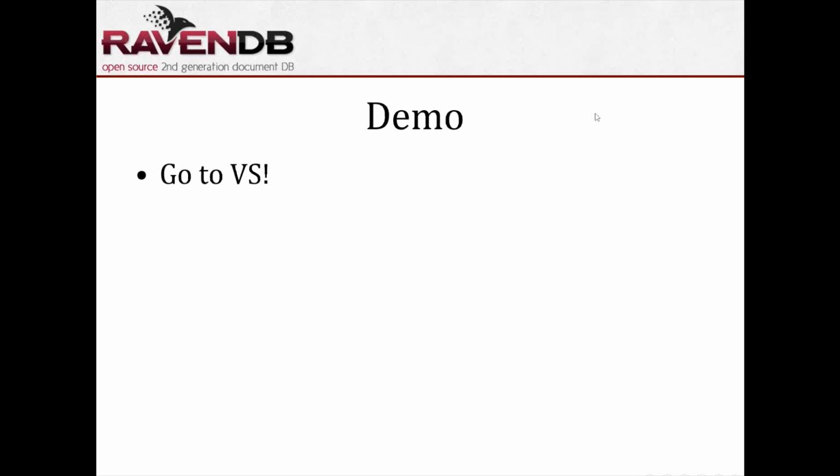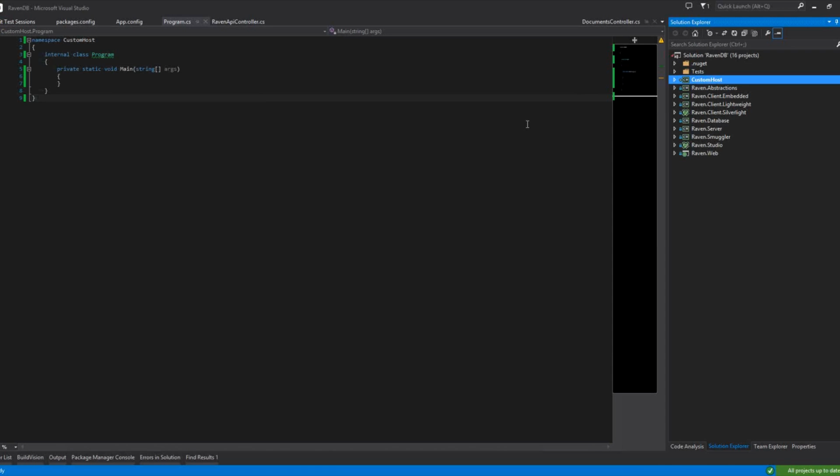Okay, so I'm going to do a quick demo of how to host RavenDB in an OWIN application. Okay, so making sure everybody can see my screen. Okay. So here we have a simple clear blank project, and what we're going to do is create an OWIN application. We're going to embed Raven inside this application, and we're going to host it on an alternative server. We're going to use Nowin for this.